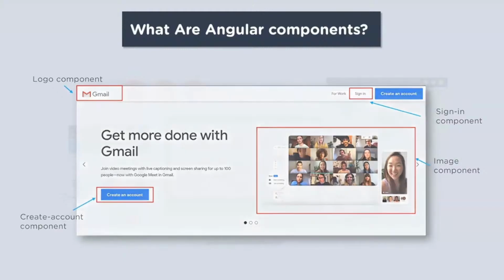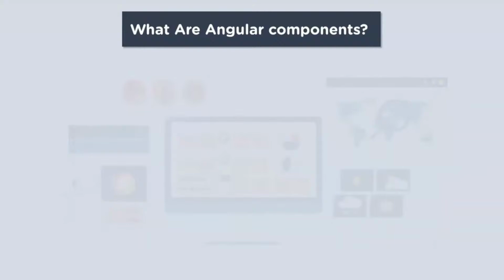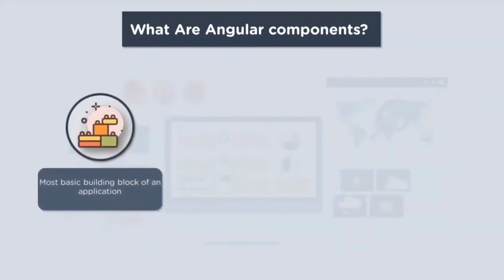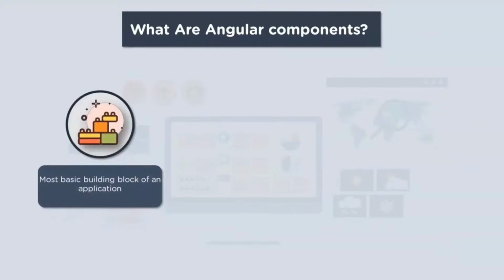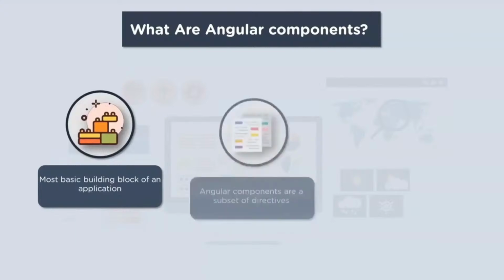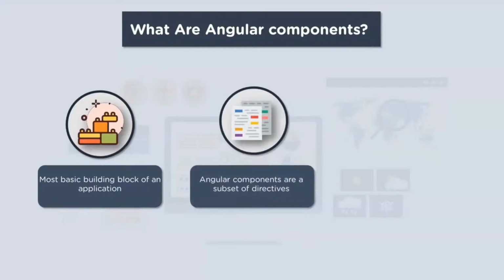So to go ahead, let's discuss some of its common features. Now firstly, they are the building blocks of an application. Generally, you have a root component, which is basically the app component, and then it branches out into other components, creating a hierarchy. And these components are a subset of directives.